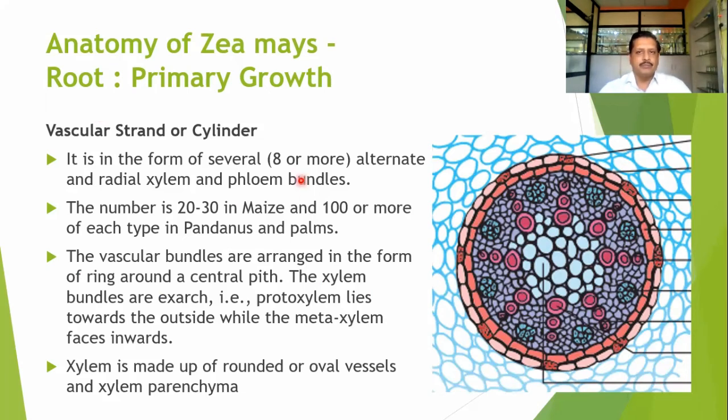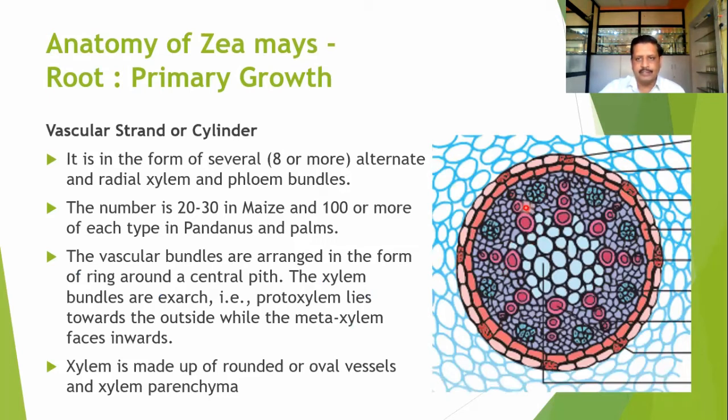Now we can talk about the vascular primary growth of the root, the vascular strand or cylinder. This is the complete vascular strand, in the form of eight or more alternate radial xylem and phloem bundles. In monocot we find 1, 2, 3, 4, 5, 6, 7, 8 or more xylem and phloem.